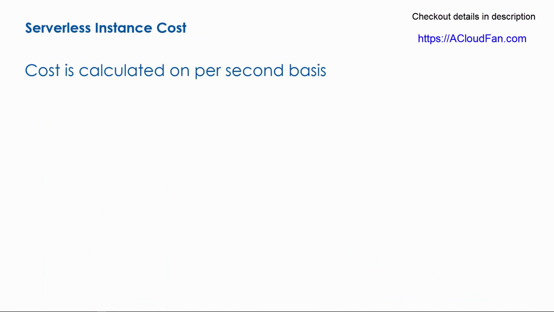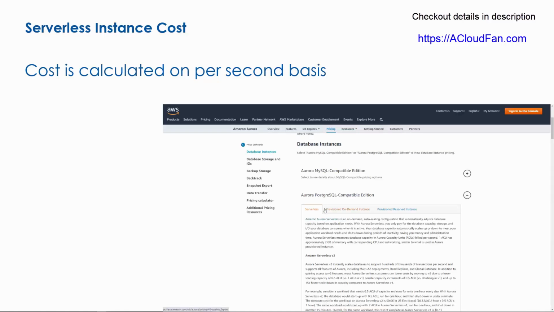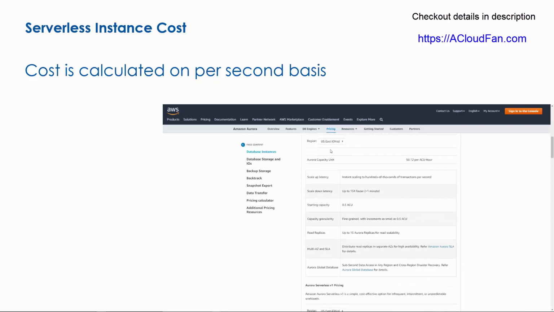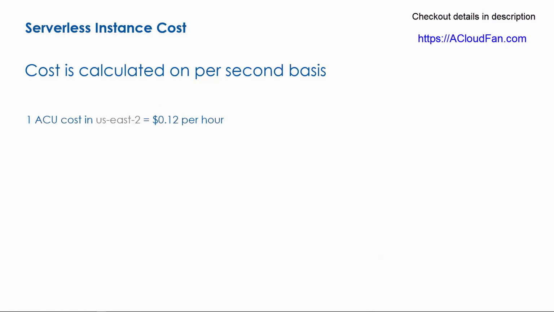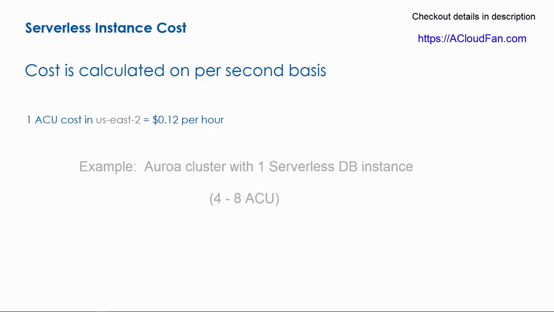Cost of the serverless instance is based on per second usage of the ACUs. The cost per hour varies by region, so please check out the Aurora documentation for the per hour cost of serverless instances in your region of interest. In US East 2, the cost is 12 cents per hour. Let's say there is a single serverless instance in a cluster with a capacity range of 4 to 8 ACUs in US East 2. For the sake of this discussion, I'll assume that the capacity changes are instantaneous.